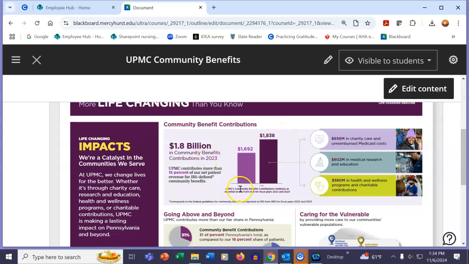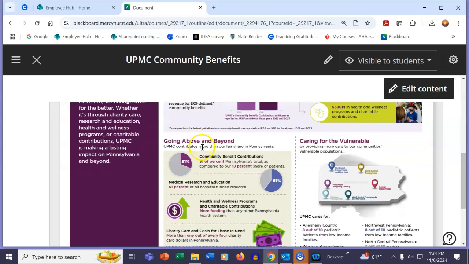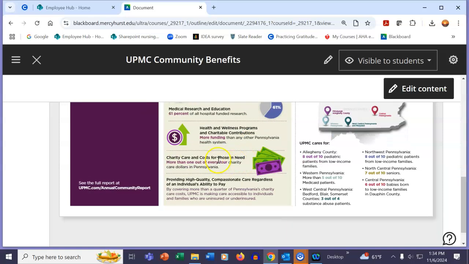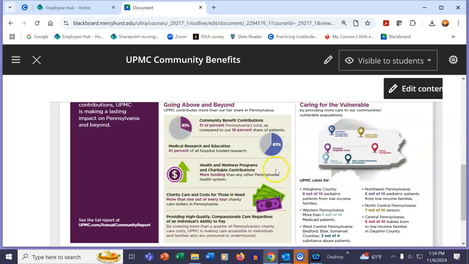You can see from fiscal year 2022 to 25 it has gone up. As far as the contributions in community benefits, it tells you a little bit of where they're spending that. It includes research and education. Charity care are big. Those are two big outcomes that they have. A lot of money is provided there, where they're caring for the vulnerable.